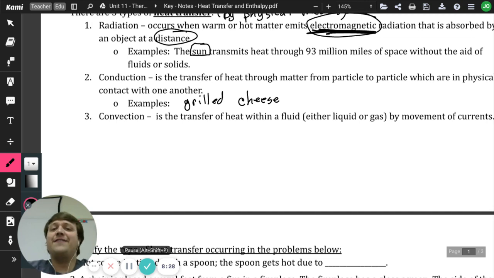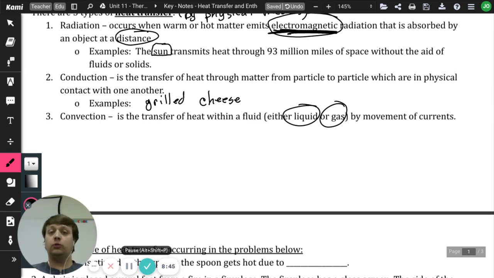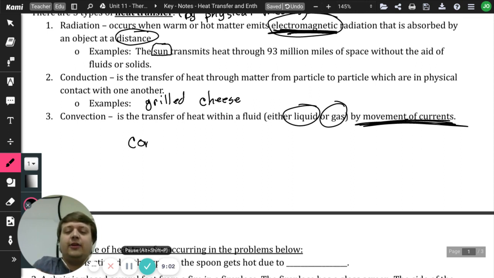Next one, convection. And this is the last one that we're working with in terms of physical means. So a convection type of heat transfer is a transfer of heat within a fluid. Now, do remember that a fluid can be a liquid or a gas. It doesn't have to be a liquid only. A lot of times that is a common misconception. But convection is anytime we've got a transfer of energy or heat through a fluid, and this is by movement of currents. Now, the most common example of this is a convection oven.